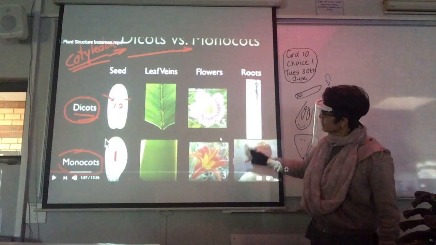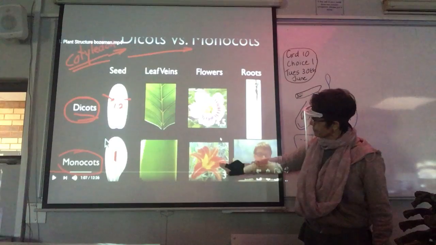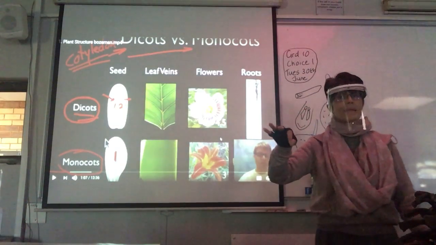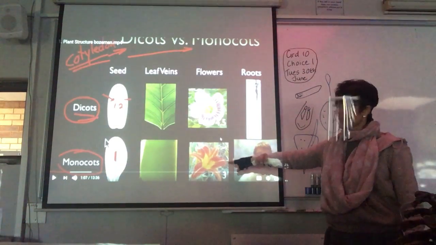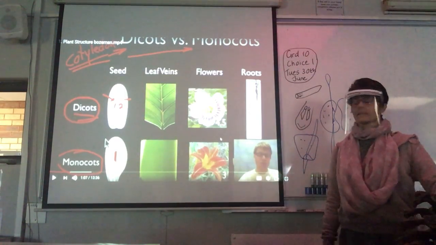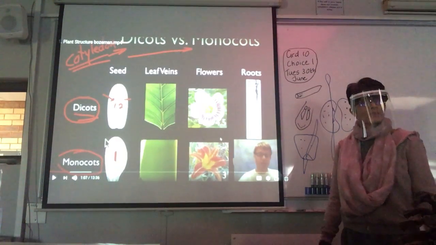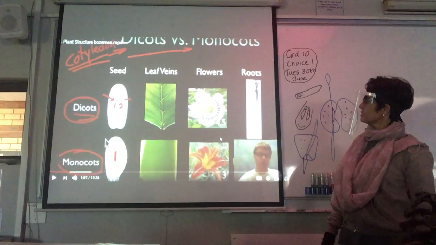But in monocots it's 3. So here there's 3 petals, 3 sepals, but they're the same colour as the petals, 3 anthers or 6 anthers, 1 stigma, but 3 parts at the top. Okay, so it's just what we used to do, and we don't do that anymore.